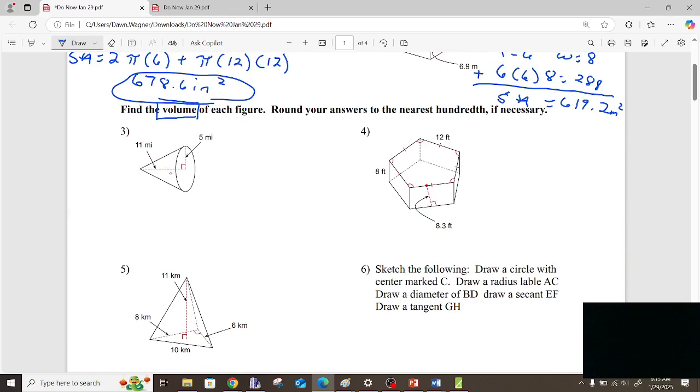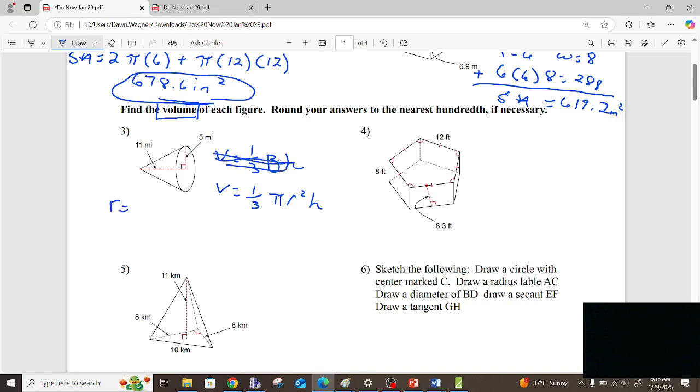What about here? I have a cone, and so volume of a cone is 1/3 area of the base times the height. Well, the area of the base is, I'm talking and doing this at the same time, so sorry. Area of the base is your pi r squared. So volume is 1/3 pi r squared h. What's r?